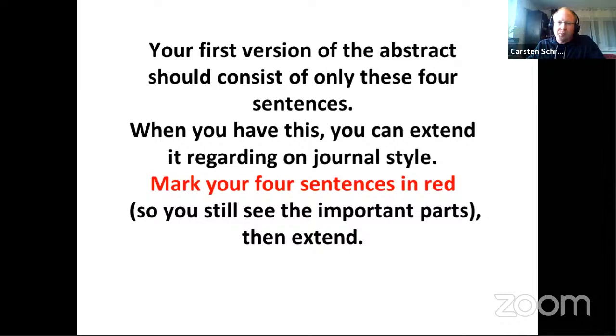And I always mark these first 4 sentences in red, and then later I add to this depending on the journal where it's supposed to be submitted. Some journals allow for more, some for less space. And this is then also the homework you should do for next week, to write these 4 sentences, but then you can already expand on them and add sentences in between. But the 4 sentences should remain visible.